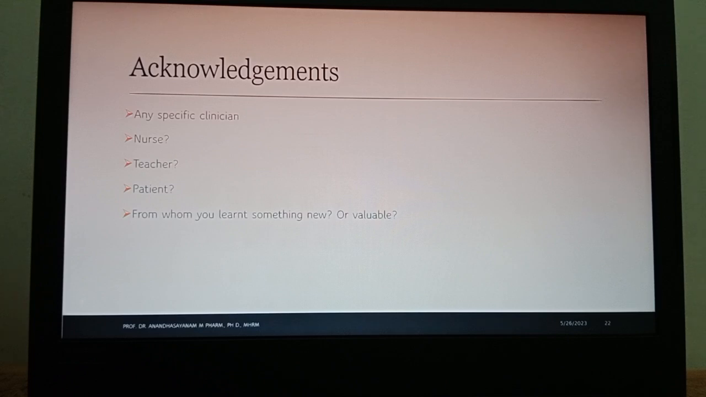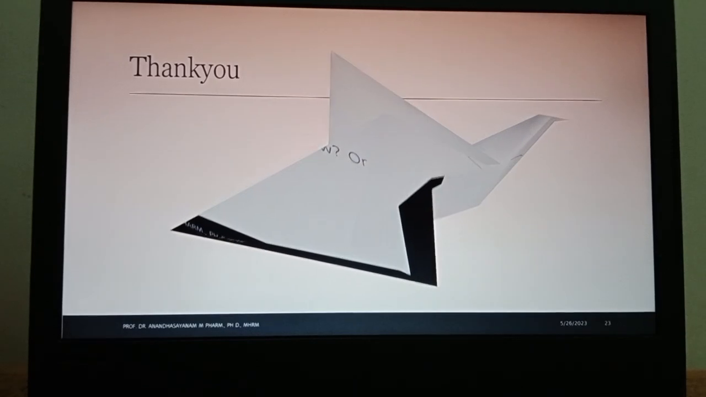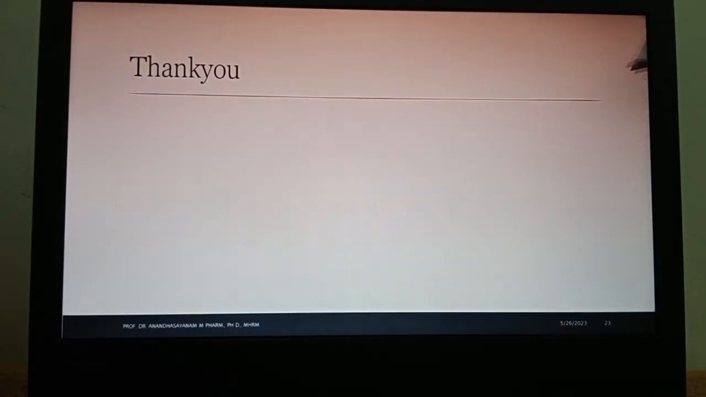So now, acknowledge in the last slide any specific clinician who helped you, any nurse, any teacher, any patient from whom you have learned something new or valuable. Give all your acknowledgements, and finally ask for any questions from anybody sitting in front of you, and say a heartfelt thank you to everyone.